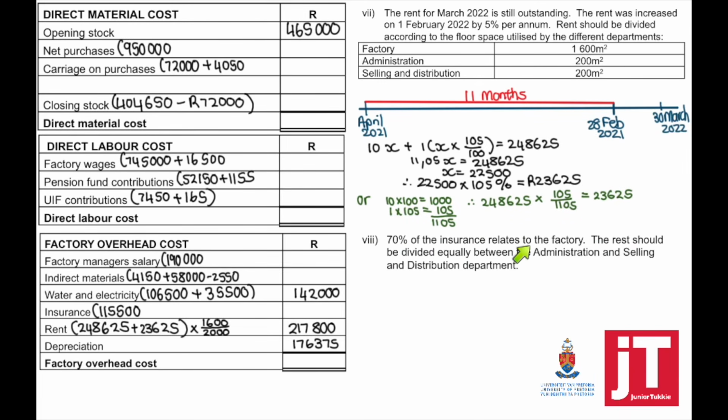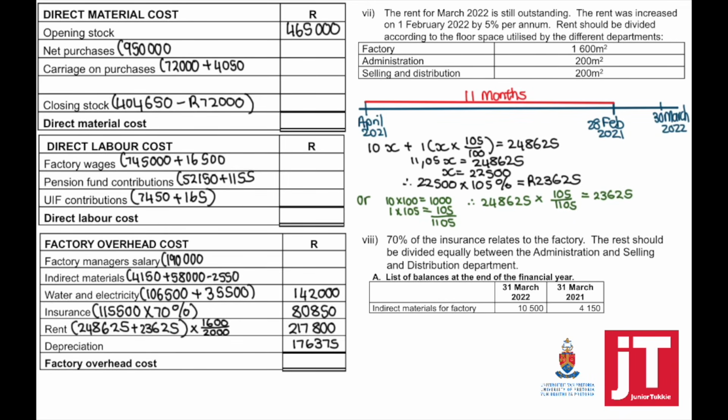70% of the insurance relates to the factory. The rest should be divided equally between the administration and selling and distribution department. This means that we're going to take insurance and we're going to times that by 70%. Now, do not forget about my indirect materials. We've now done all the adjustments. Whatever is left over at the end of this year must be subtracted from my expense account. Now we can close all the brackets.